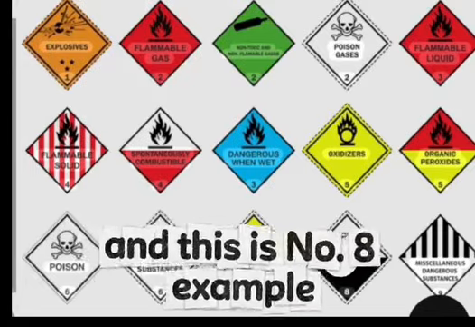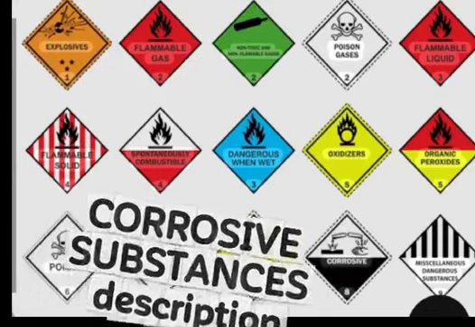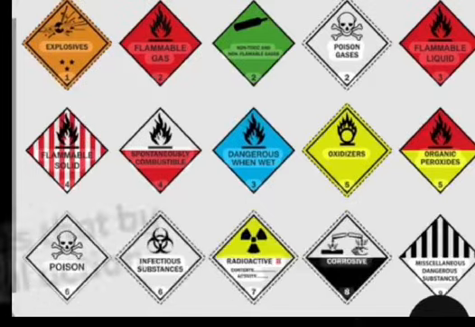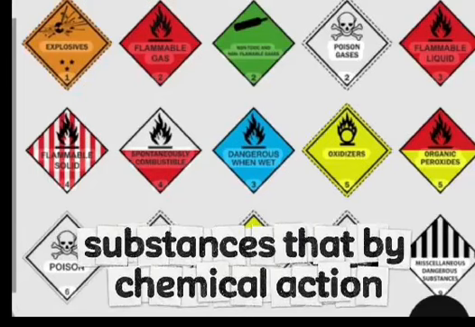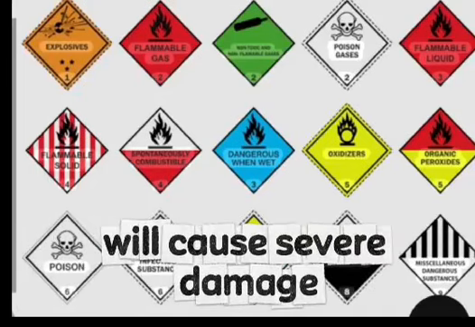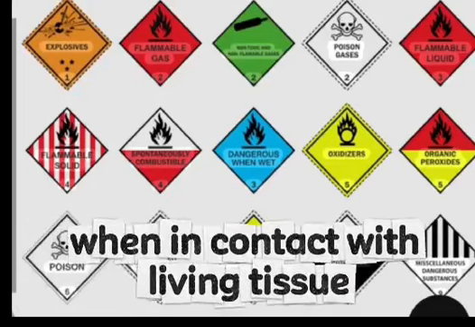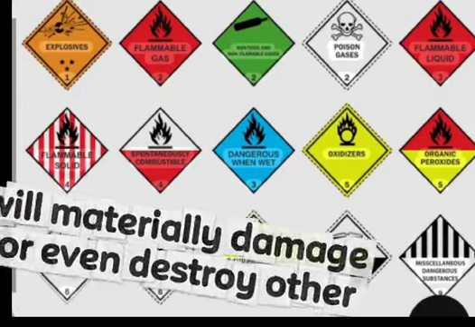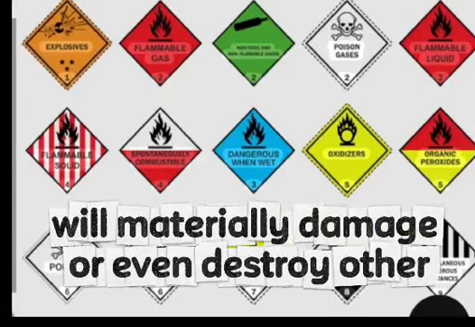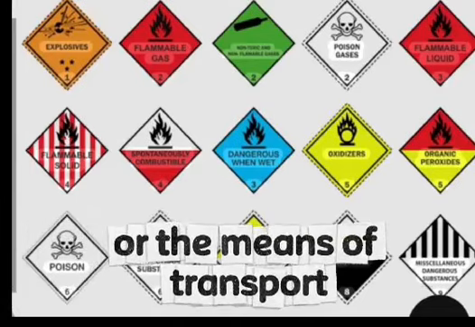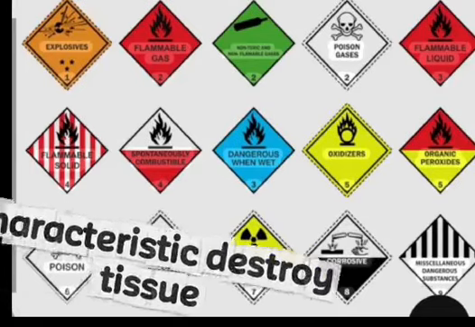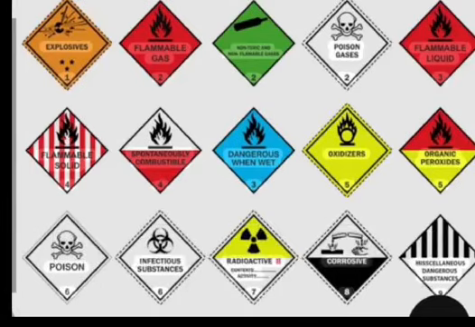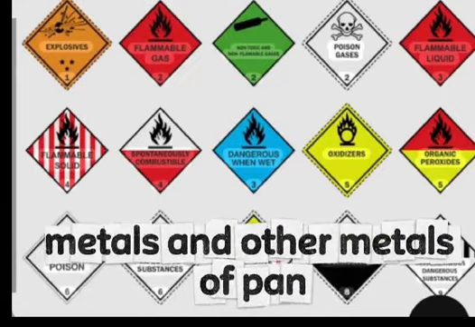And this is number 8 example, corrosive substances. Description: substances that by chemical action will cause severe damage when in contact with living tissue, or in the case of leakage, will materially damage or even destroy other goods or the means of transport. Characteristic: destroy tissue, metals, and other materials.